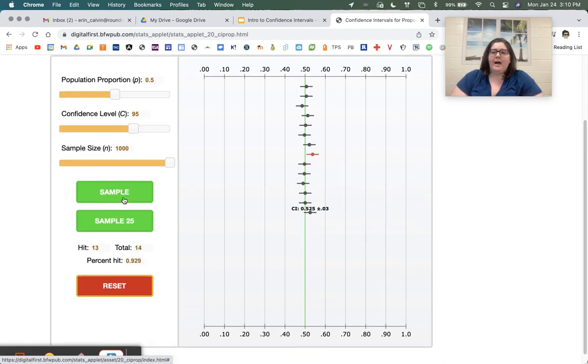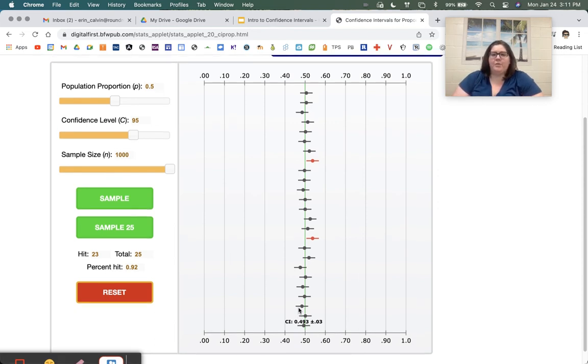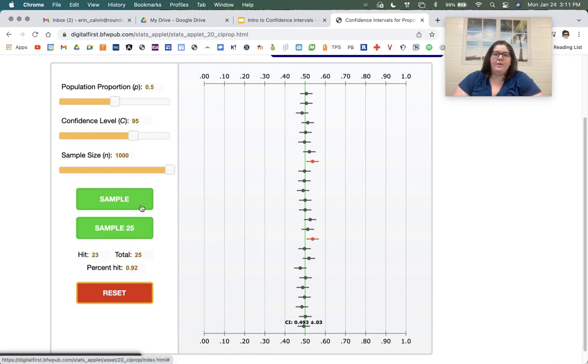But notice that I'm still capturing that true proportion most of the time. So far I've had 2 intervals that didn't get there, but most of the time I'm still capturing that true population. So upping the sample size made the interval way smaller, but I'm still capturing that true proportion most of the time.